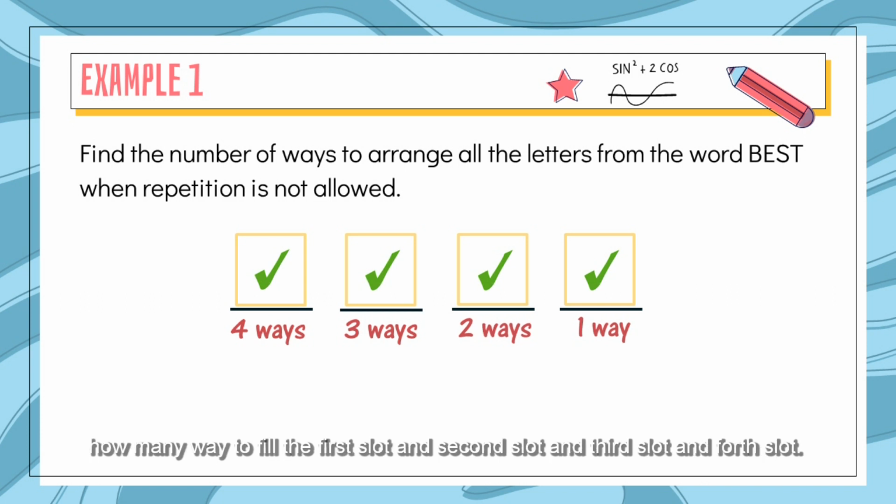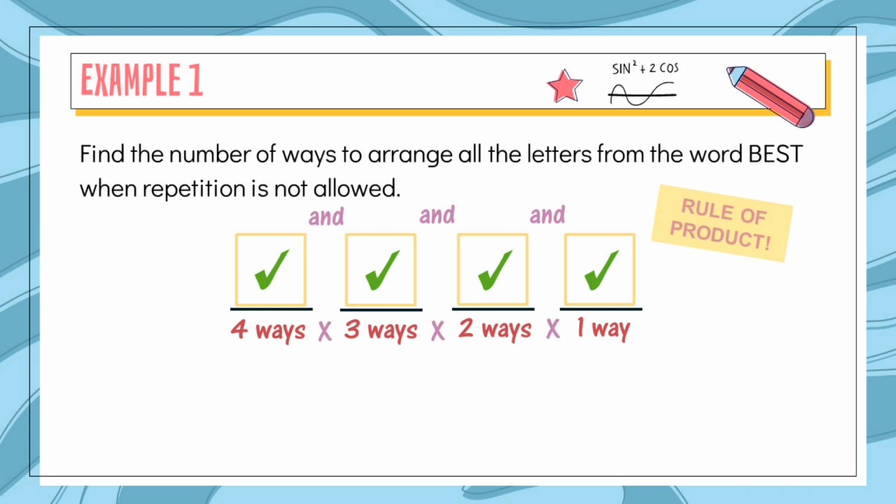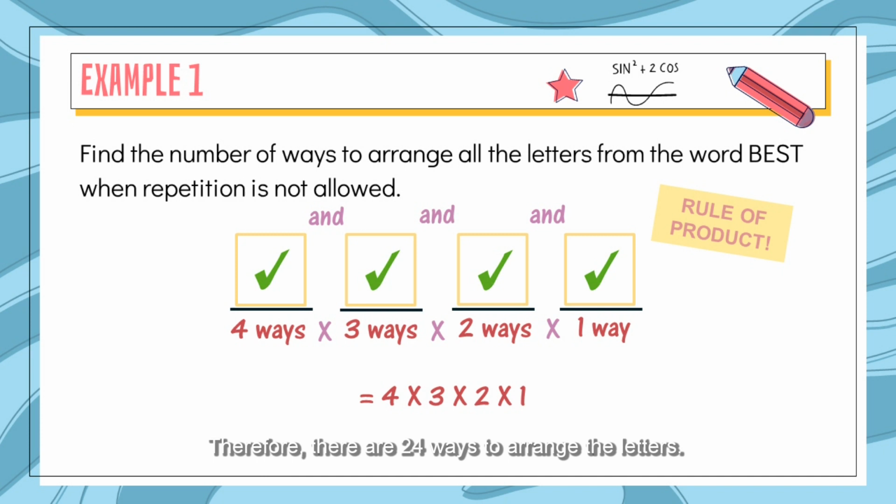That is, how many ways to fill the first slot, and second slot, and third slot, and fourth slot. That means we need to apply the rule of product. So, 4 ways times 3 ways times 2 ways times 1 way. Therefore, there are 24 ways to arrange the letters.